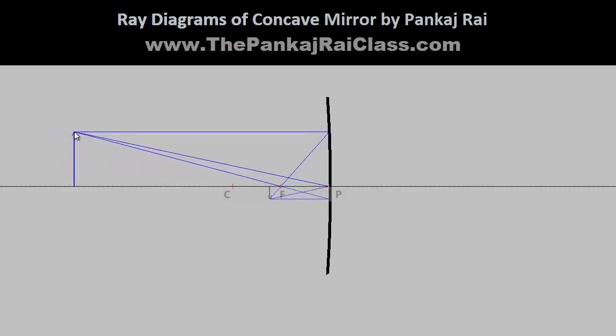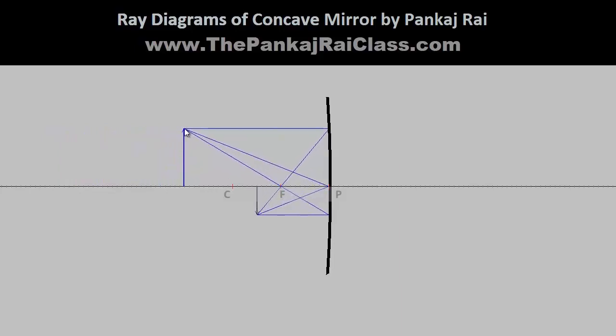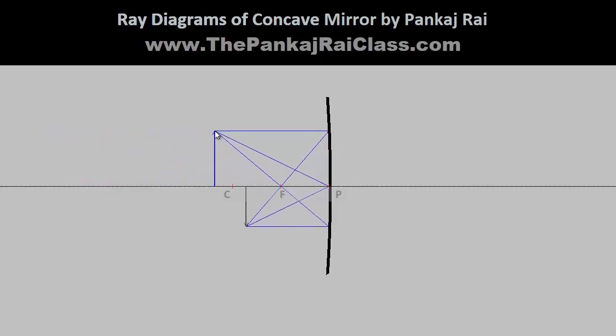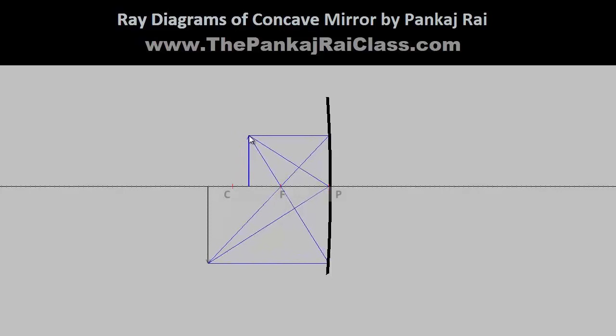Now what happens when I bring my object back towards the center of curvature? As you can see, as the object is moving towards the center of curvature, the image is also moving towards the center of curvature and it is increasing in size. And the moment I reach at the center of curvature, the image is of the same size as of the object and is at the center of curvature. Now let us move ahead. When I move object towards the focus from the center of curvature, as you can see, the image is growing in size.